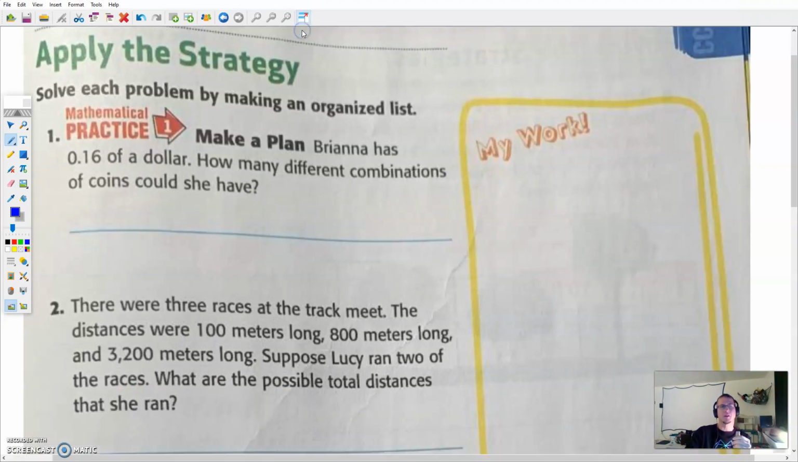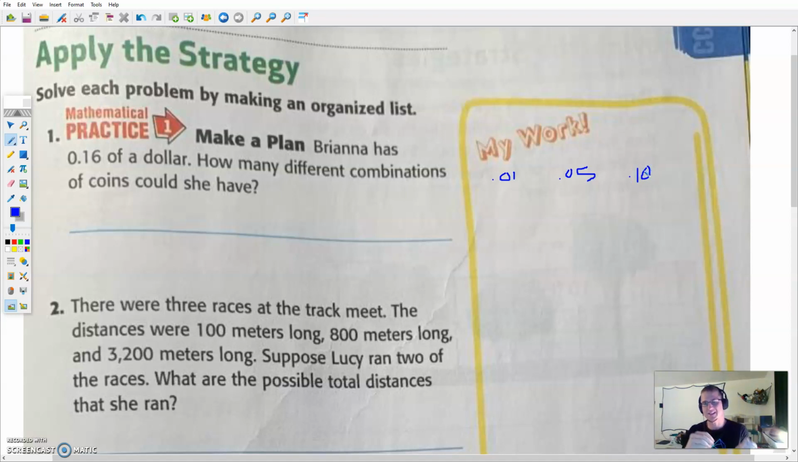Okay, so Brianna has 0.16, or 16 hundredths, of a dollar. How many combinations of coins could she have? So we want to think at first again, pennies, nickels, dimes, and quarters. Quarters being 0.25, or 25 hundredths of a dollar, 25 cents. Quarters too big. Okay, so pennies are worth 0.01. Nickels are 0.05. And dimes, remember, are 0.10.